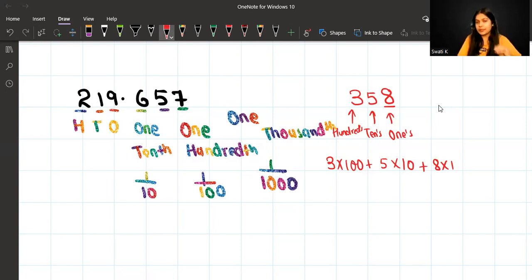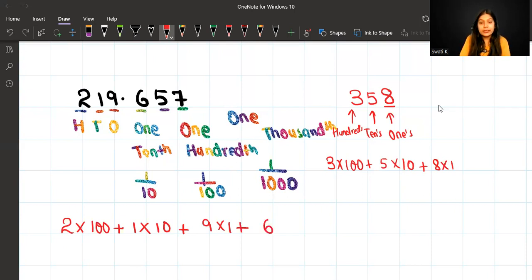So now we can write down the expanded form of this decimal number properly. You just have to do 2 times the place value 100, so 2 times 100, plus 1 times 10, and then 9 times 1, plus. Now we have the digits after the decimal. For the decimal point, you just write the plus sign. The number 6 has place value 1/10, so 6 times 1/10, plus 5 times 1/100, plus 7 times 1/1000. So this is the answer.